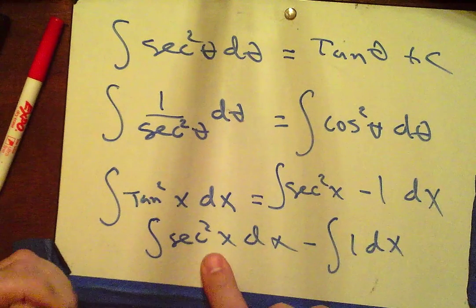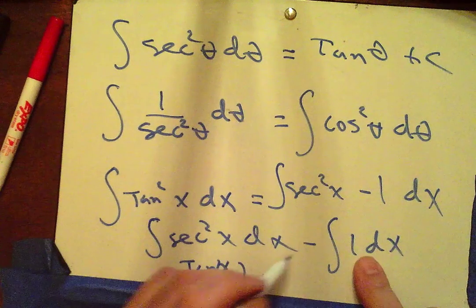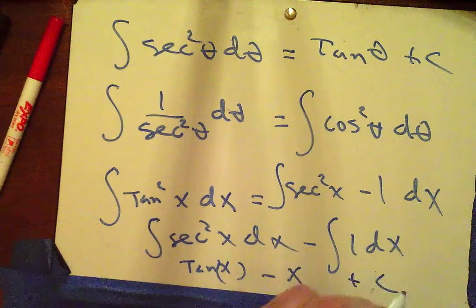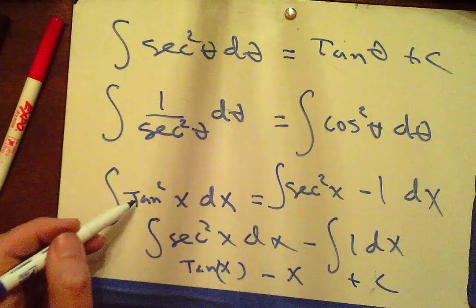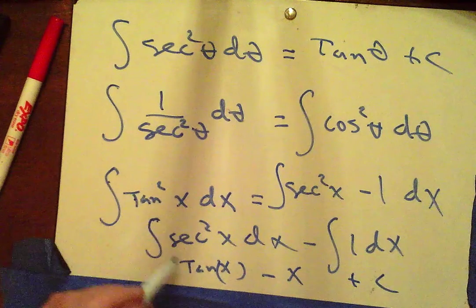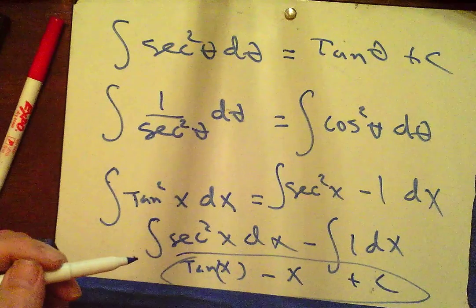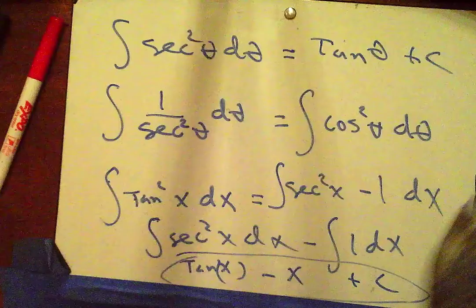The antiderivative of secant squared is tangent, minus the antiderivative of 1 dx is x plus c. All right, look at that. Tangent squared's integral is tangent x minus x plus c. Wow. Gotta know my Pythagorean identities.